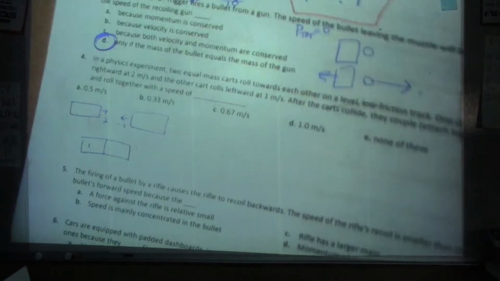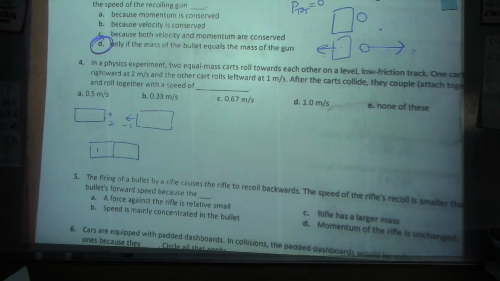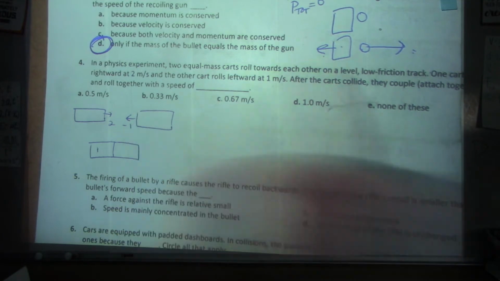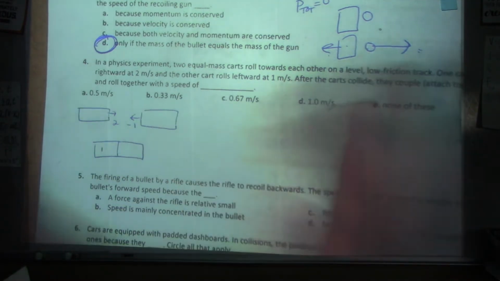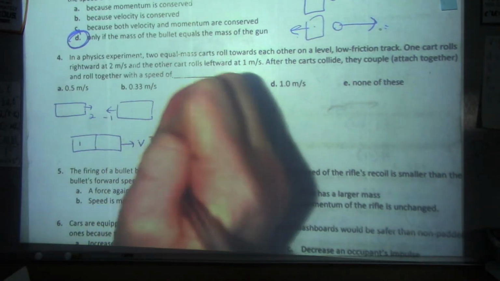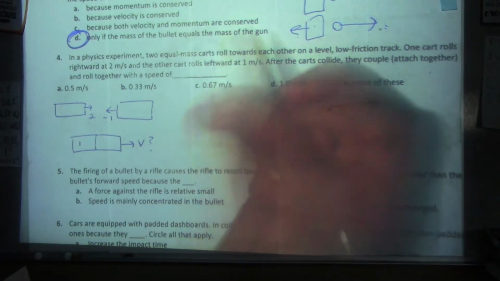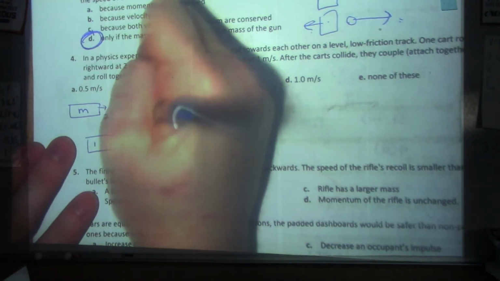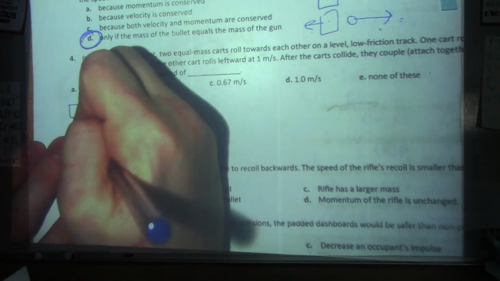We've got 2 equal mass carts going towards each other. One rolls right at 2 and the other one rolls left at 1. And then after they collide, they couple together, which means they stick together, they attach, and we're trying to find the speed that they go off with. Now I don't know what the mass is, so what you can do is just call it m. And it says they're equal mass, so these are all the same m.